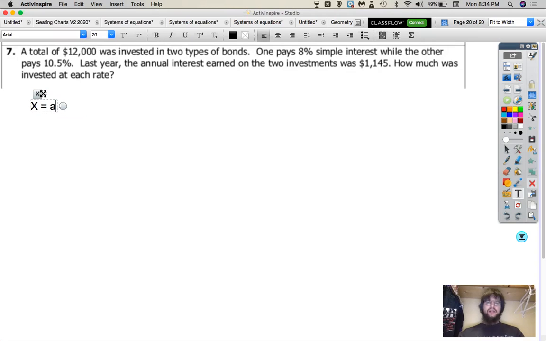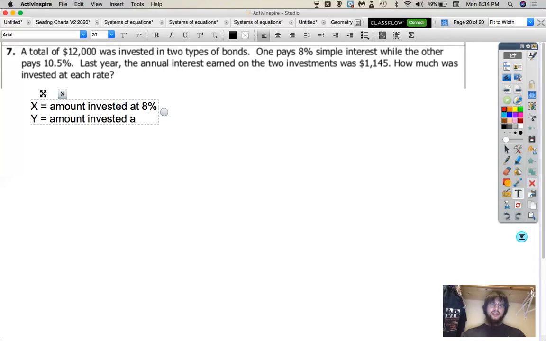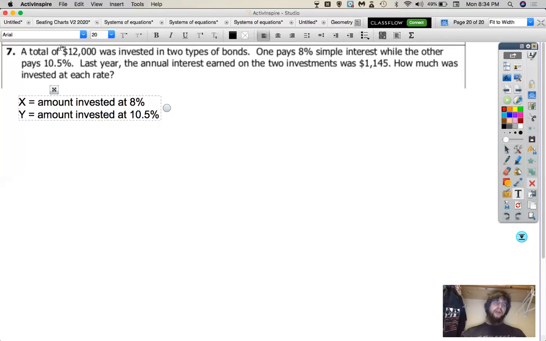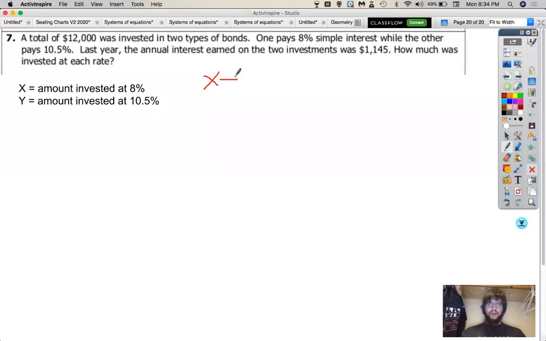X is going to be the amount invested at 8%. Be specific because it's both amounts invested. Y is going to be amount invested at 10.5%. Okay, now we know what we're talking about. Amounts. The total was 12,000. That's how much was invested. Okay, that's easy. X plus Y is 12,000.